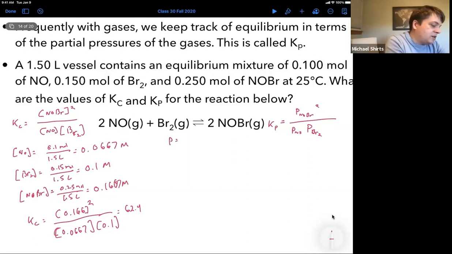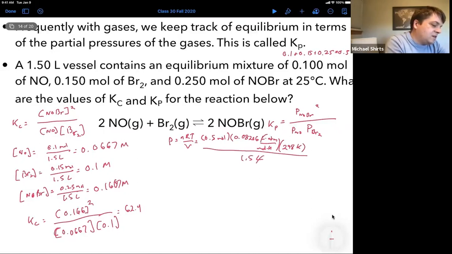Well, the overall pressure is nRT over V, which is going to be 0.5 moles total, right? There's 0.1 plus 0.15 plus 0.25 equals 0.5 moles, times 0.08206 liter atmospheres per mole Kelvin times 298 Kelvin, all divided by 1.5 liters. Liters cancel, moles cancel, Kelvin cancel, it leaves atmospheres. If you plug that in, you get 8.16 atmospheres.